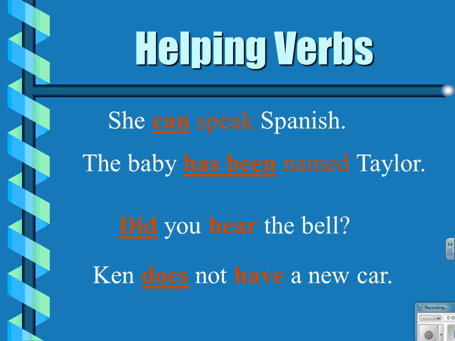Some examples: she can speak Spanish. Can is helping speak in that sentence. If we take it out, she speak Spanish wouldn't sound right. So can is a helping verb in there. The baby has been named Taylor. If we take out has been, we have the baby named Taylor, and that's an incomplete sentence.